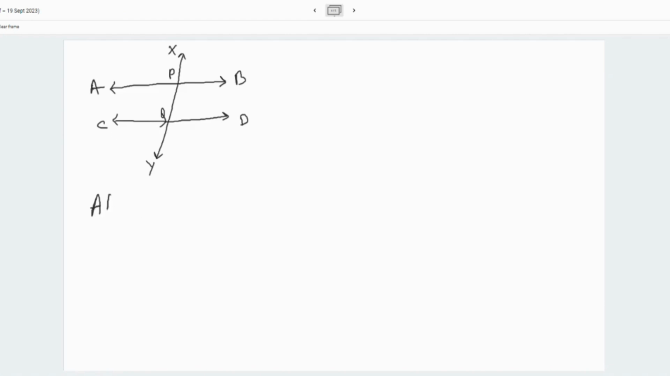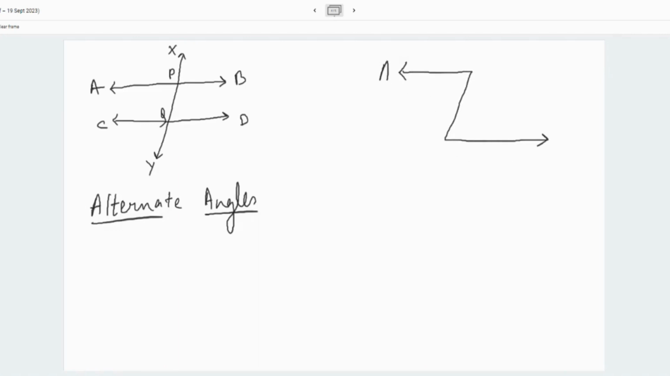Now let us write a Z. It looks like a Z, this one. Z, A, E, Q, D. I have an angle over here with the vertex P and I have another angle over here with the vertex Q. And these two angles are equal to each other. Angle APQ equals angle PQD.